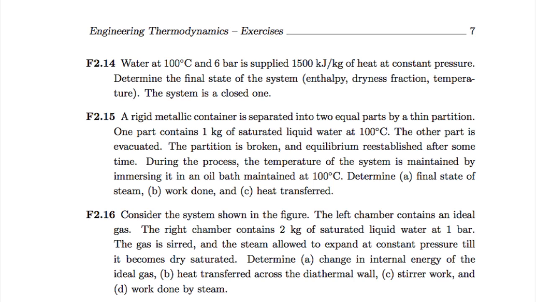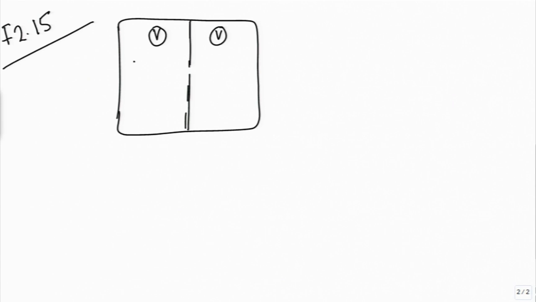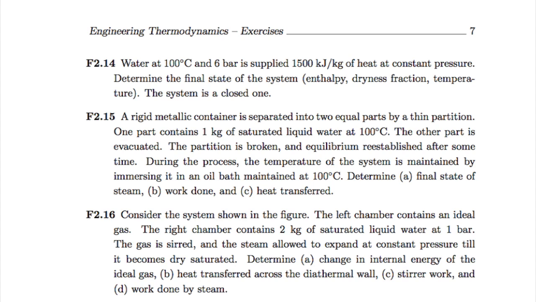One part contains 1 kg of saturated liquid water at 100 degrees C. So we have here 1 kg water. I should not write H2O, the chemists will catch me there. 100 degrees C, saturated liquid. The other part is evacuated. This is the initial state.